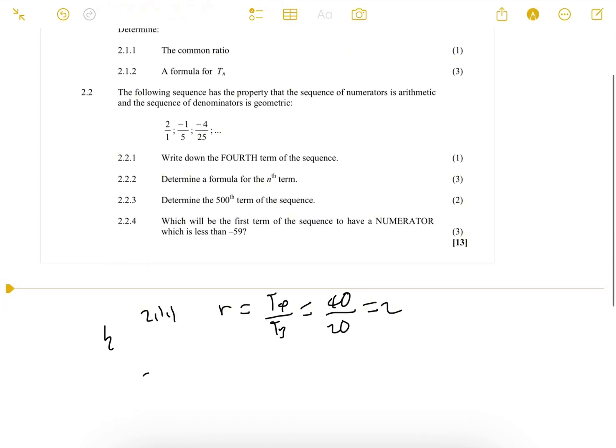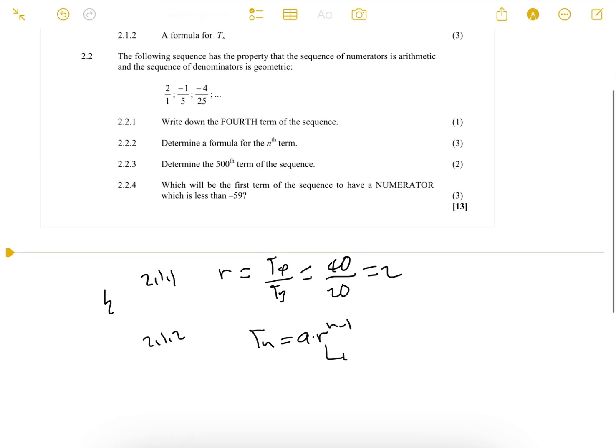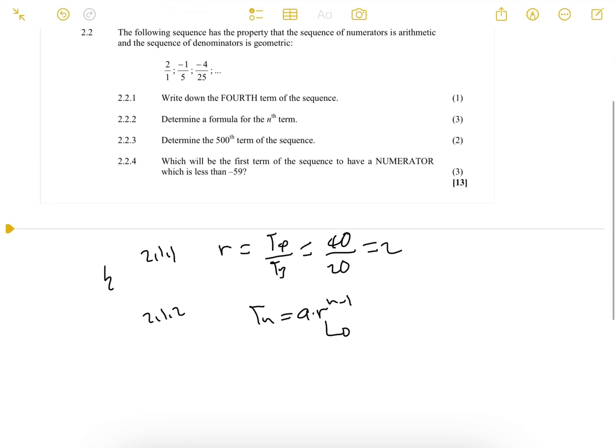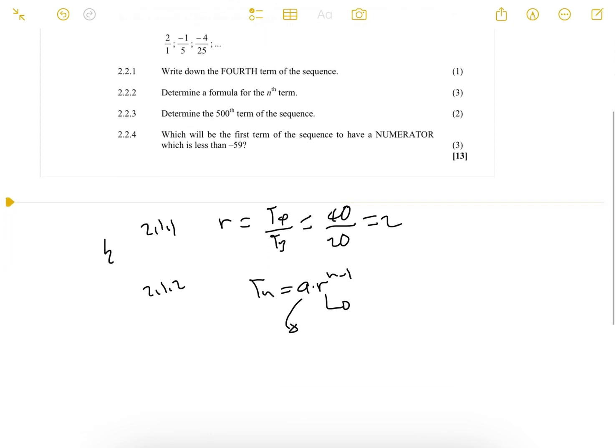And then 2.1.2, they say a formula for Tn. We know that Tn is equal to A times R to the exponent n minus 1. Of which our ratio we know is 2, but we don't know what A is. But basically T3 is equal to the first term, which is A times R squared, times R.